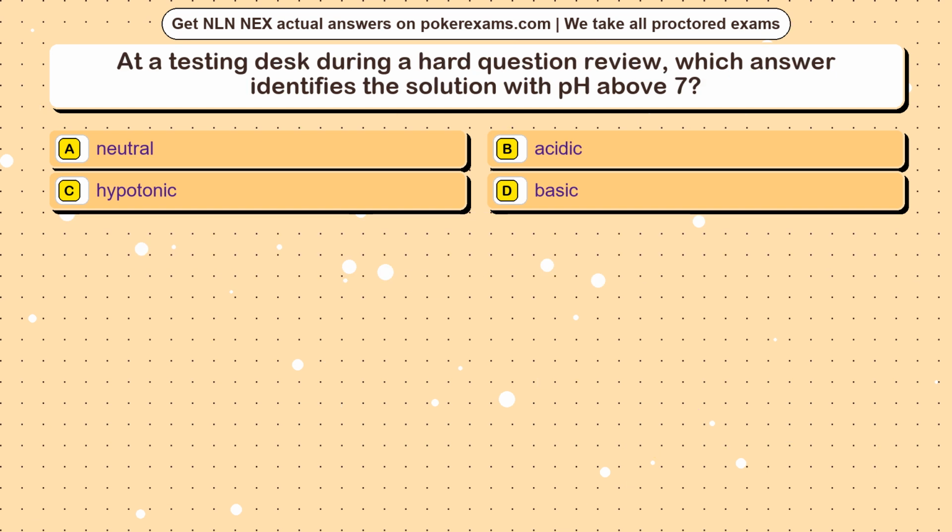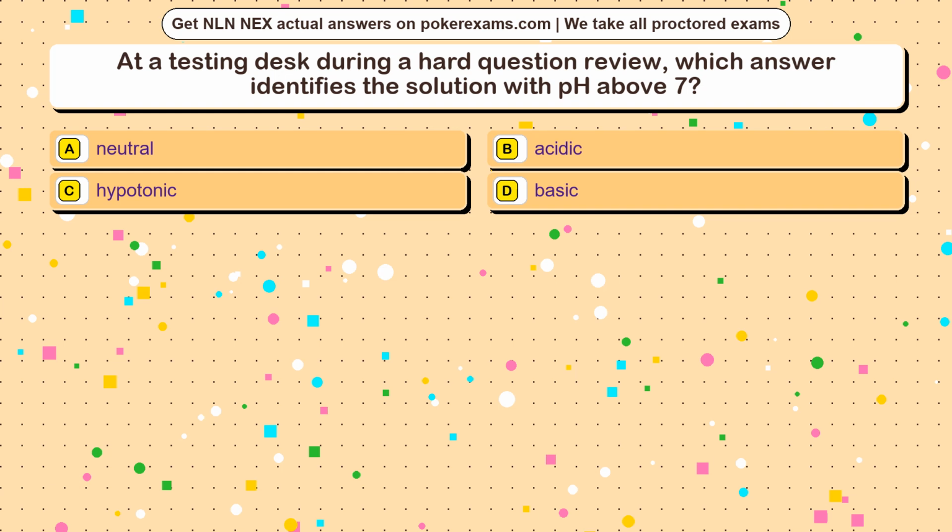Question 23. At a testing desk during a hard question review, which answer identifies the solution with pH above 7? Option A, neutral. Option B, acidic. Option C, hypotonic. Option D, basic.